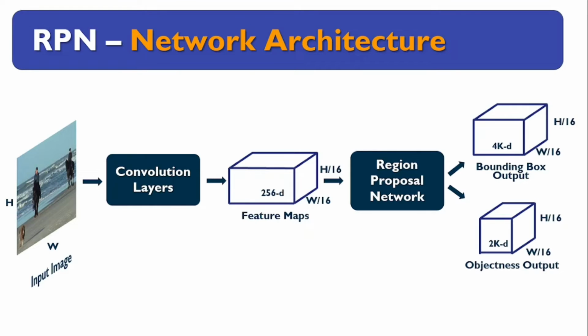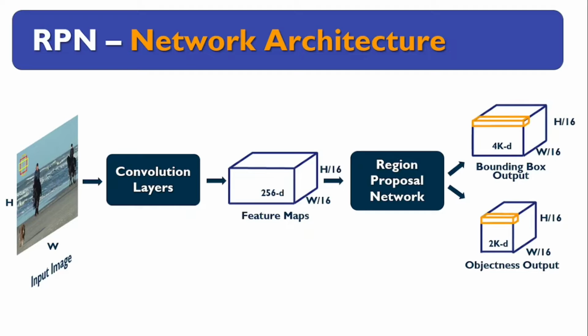Let us now try to understand the architecture of the region proposal network. Here, the input image is first passed through a set of convolution layers which obtains feature maps. These feature maps are then used by the region proposal network to obtain two output branches. Let us now try to interpret the output branches. We can interpret the output as follows.